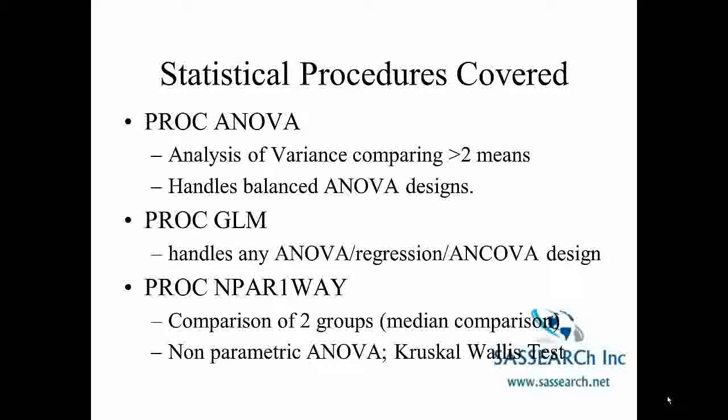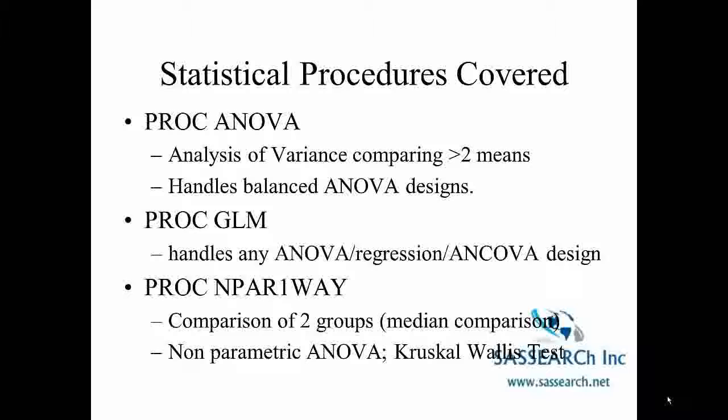Proc ANOVA is used for analysis of variance where we're comparing more than two means, and it handles balanced ANOVA designs. Proc GLM is the preferred procedure for doing univariate analysis of variance, multivariate analysis of variance, and most types of regression. Proc ANOVA could also be used to do the analysis of variance when the design is balanced. The only advantage in using Proc ANOVA is that it uses less computational resources. Its use is recommended only for large projects in which you are assured that the design is balanced.